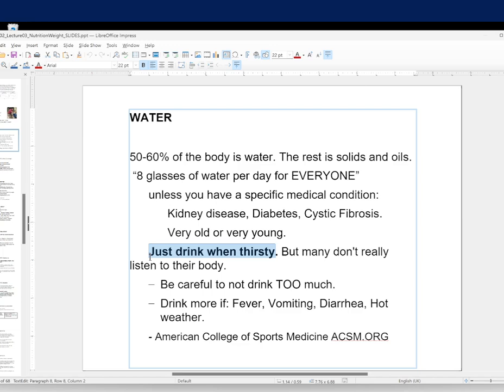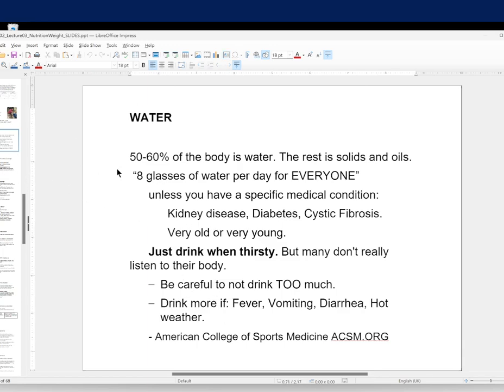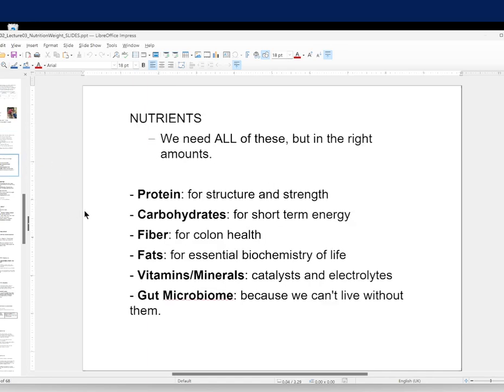Not alcohol, because alcohol is a diuretic. Diuretic means it makes you pee. So drinking a beer will just make you pee out a beer's worth of water, and you're back to square one, and you'll still be thirsty. So drink water when you are thirsty. If you try to drink too much, that's going to cause problems too. And if you drink too little, it causes problems too. So you should stay hydrated, but listen to your body. All right, here are the macronutrients, and then down here are the micronutrients.